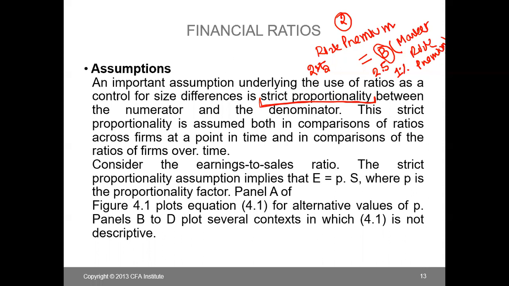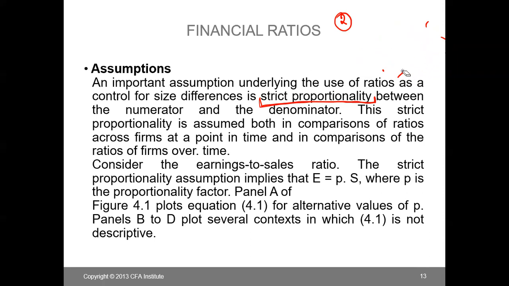So beta is a proportionality factor. Risk premium is directly proportional to its beta. So why are we reiterating this concept? Because financial ratios indicate some strict proportionality.